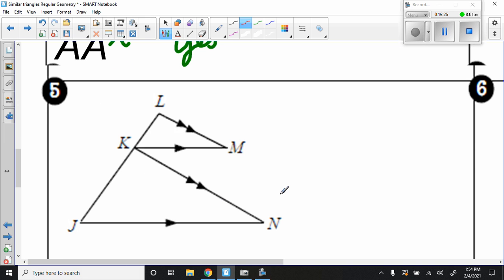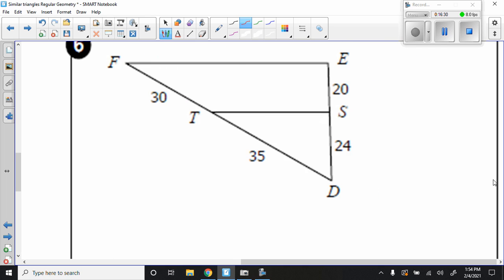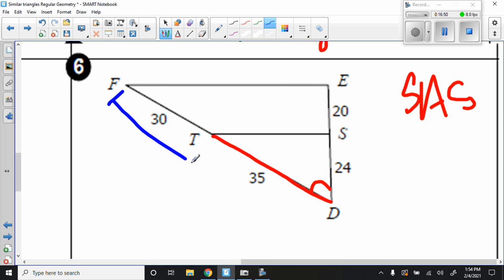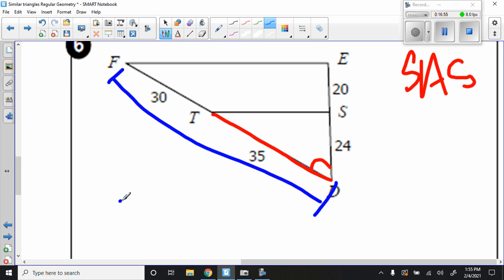Number 5, we'll skip. I'm not going to give anything like that. Number 6, once again, if it's overlapping, I'm always testing SAS. Here's my angle. The left side of the small triangle is 35. The left side of the big triangle is 65. My first fraction is 35 over 65.